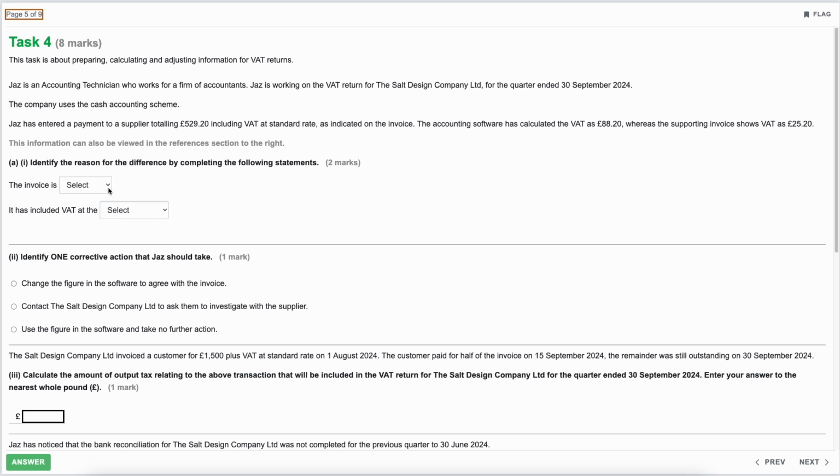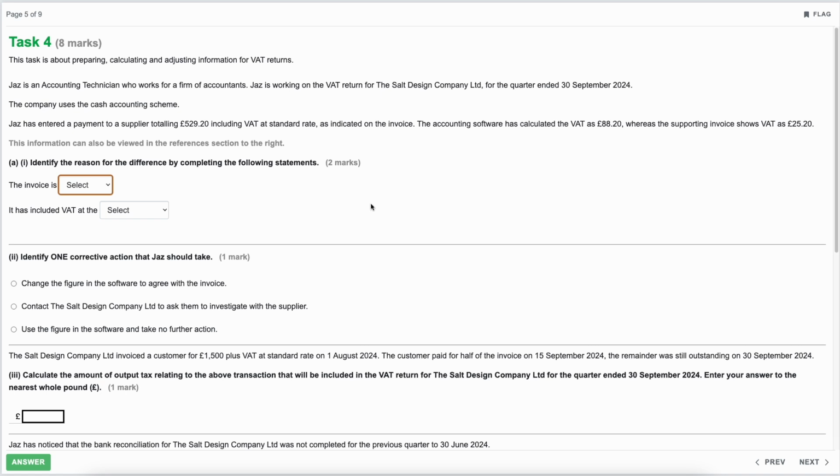So we need to determine if the invoice is either correct or incorrect. Now it states here that the invoice indicated that the VAT should have been at standard rate. So therefore the VAT should have been included as 20%. Now, all we need to do is calculate what would have been the VAT amount included within this £529.20. So this is a payment of £529.20, so we know it's the gross or total amount. So we hopefully know this by now. We've done it a fair few times already.